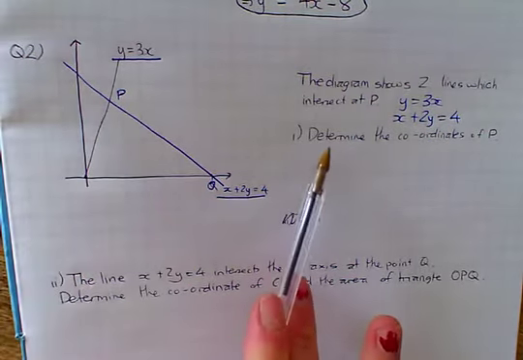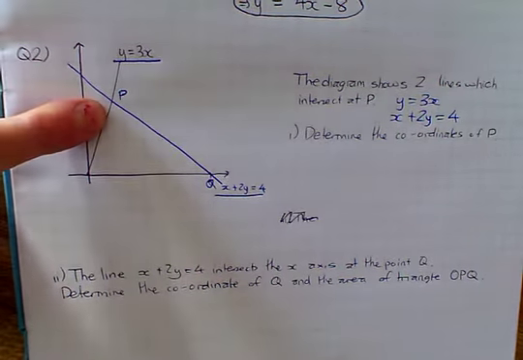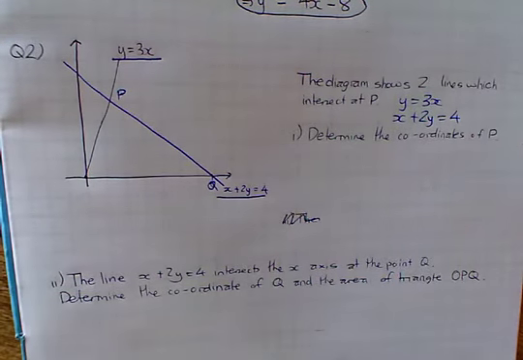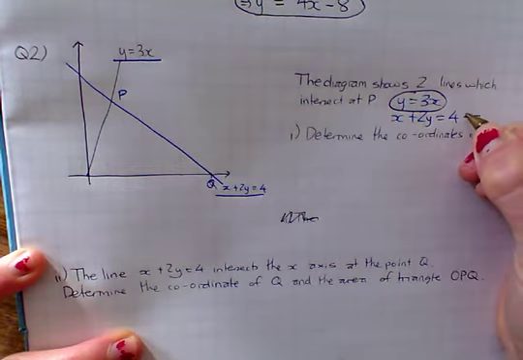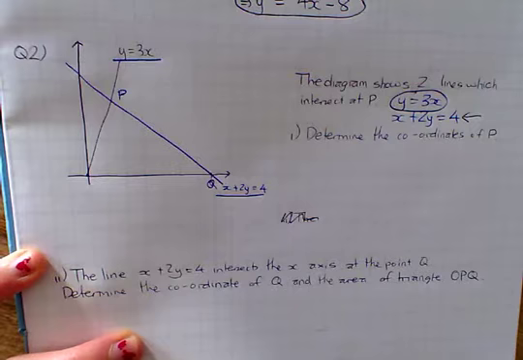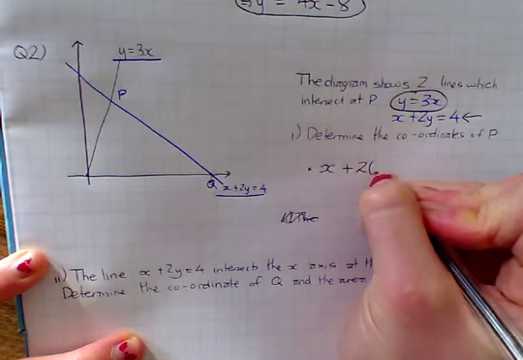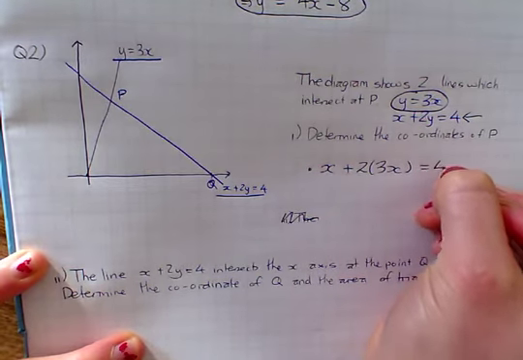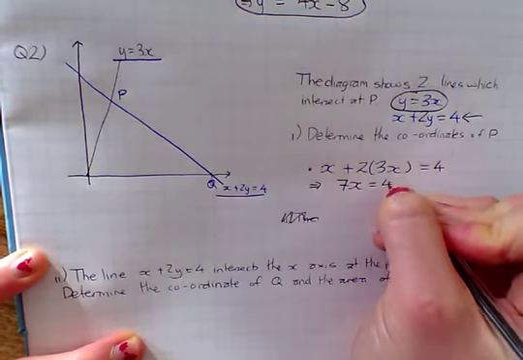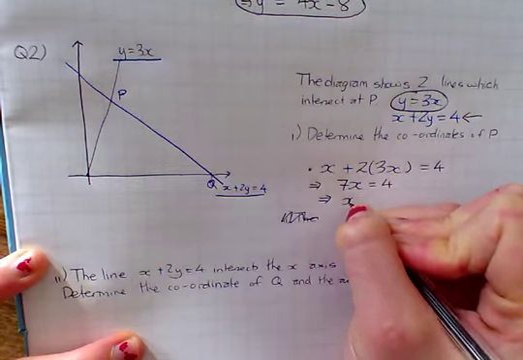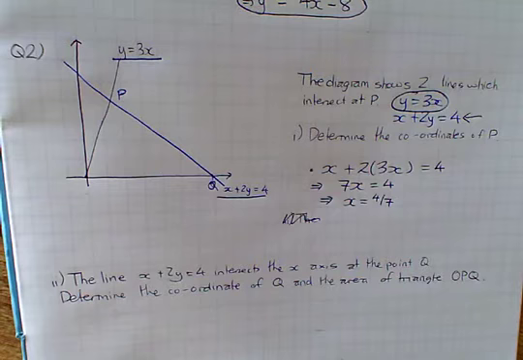And they intersect at point P, and the first thing I'm asked to do is determine the coordinates of point P. So as they intersect, I can say the y values are equal. And so what I'm going to do is substitute y equals 3x into this equation here. And then I've just got an equation in terms of x. So I can say I've got x plus 2 lots of 3x is equal to 4. And that would tidy up to be 7x is equal to 4. So if I divide both sides by 7, I have got that my x coordinate is 4 over 7.